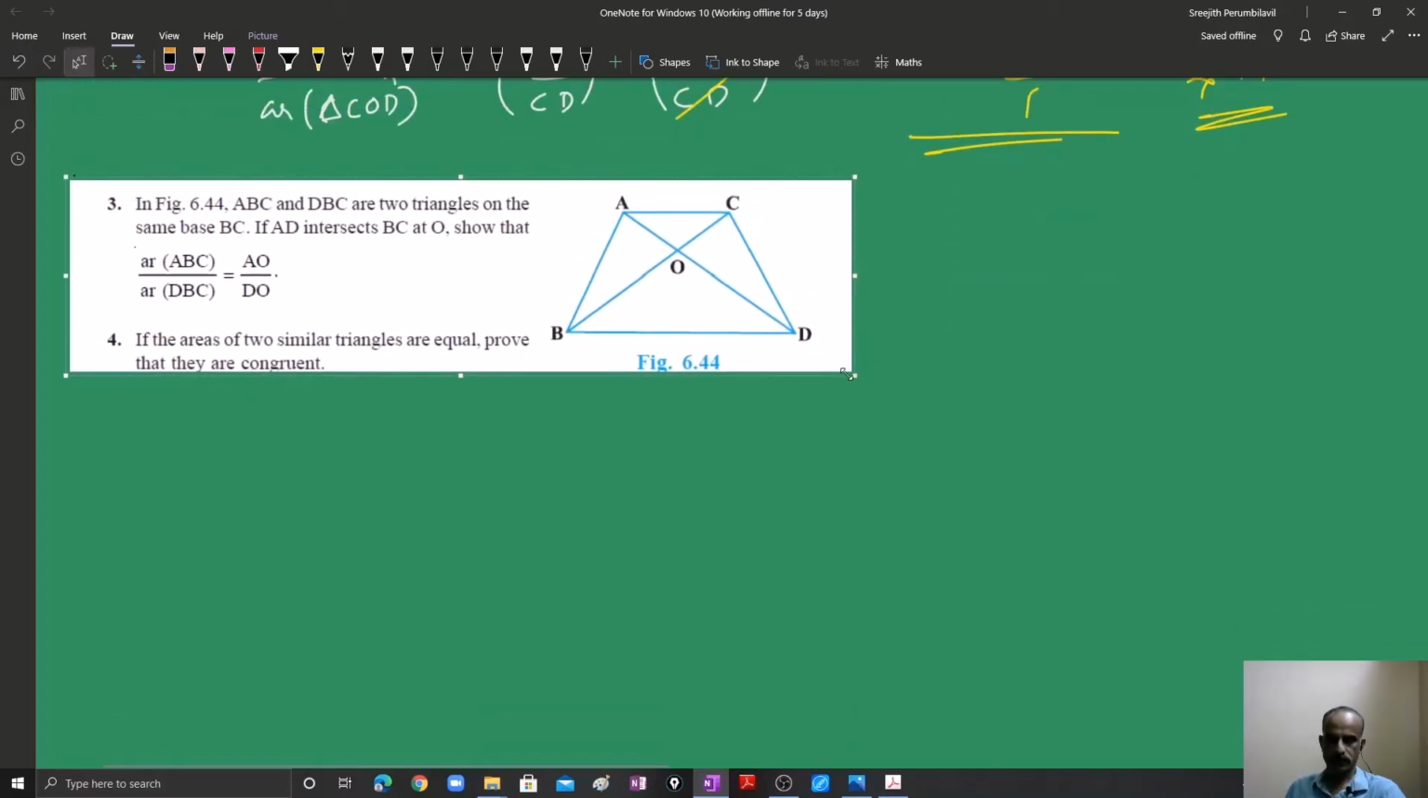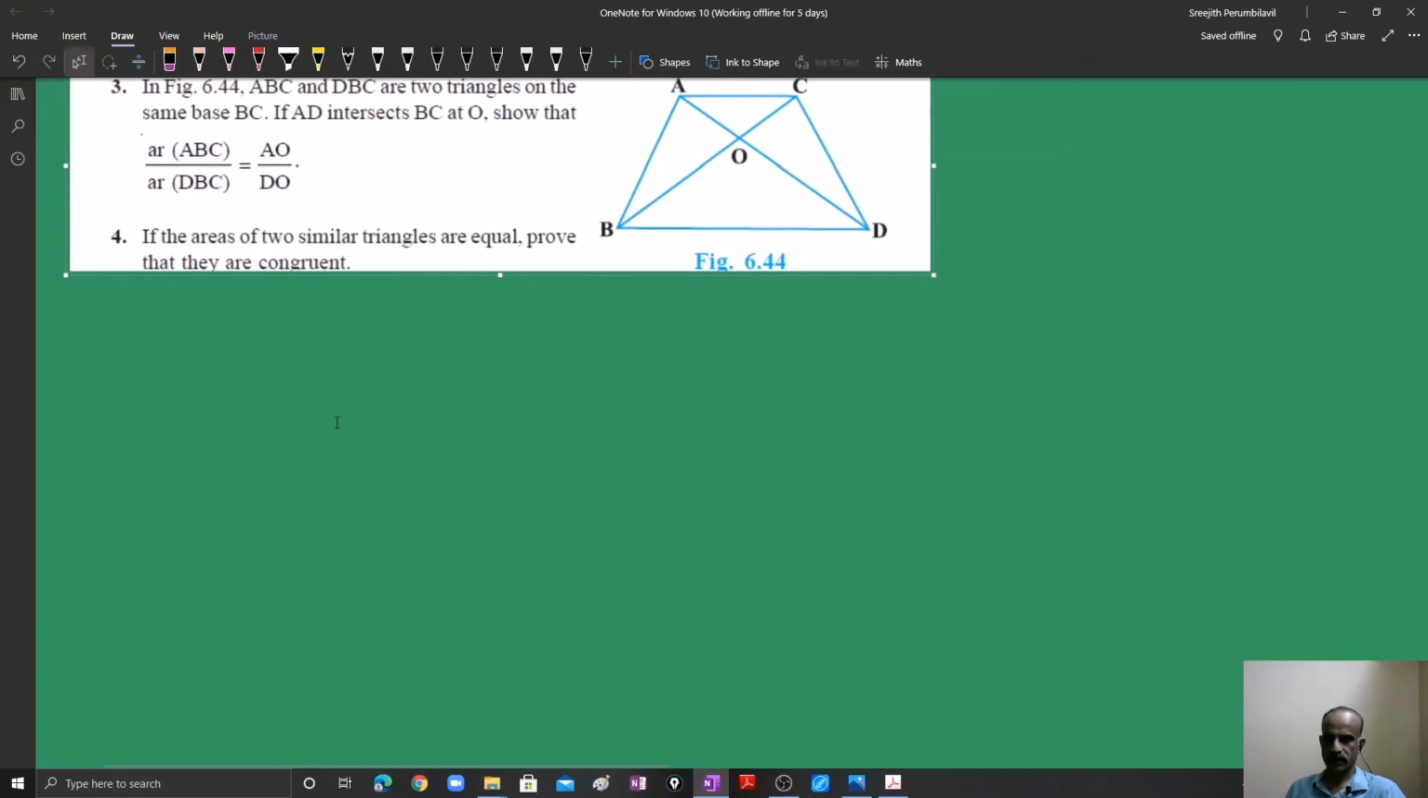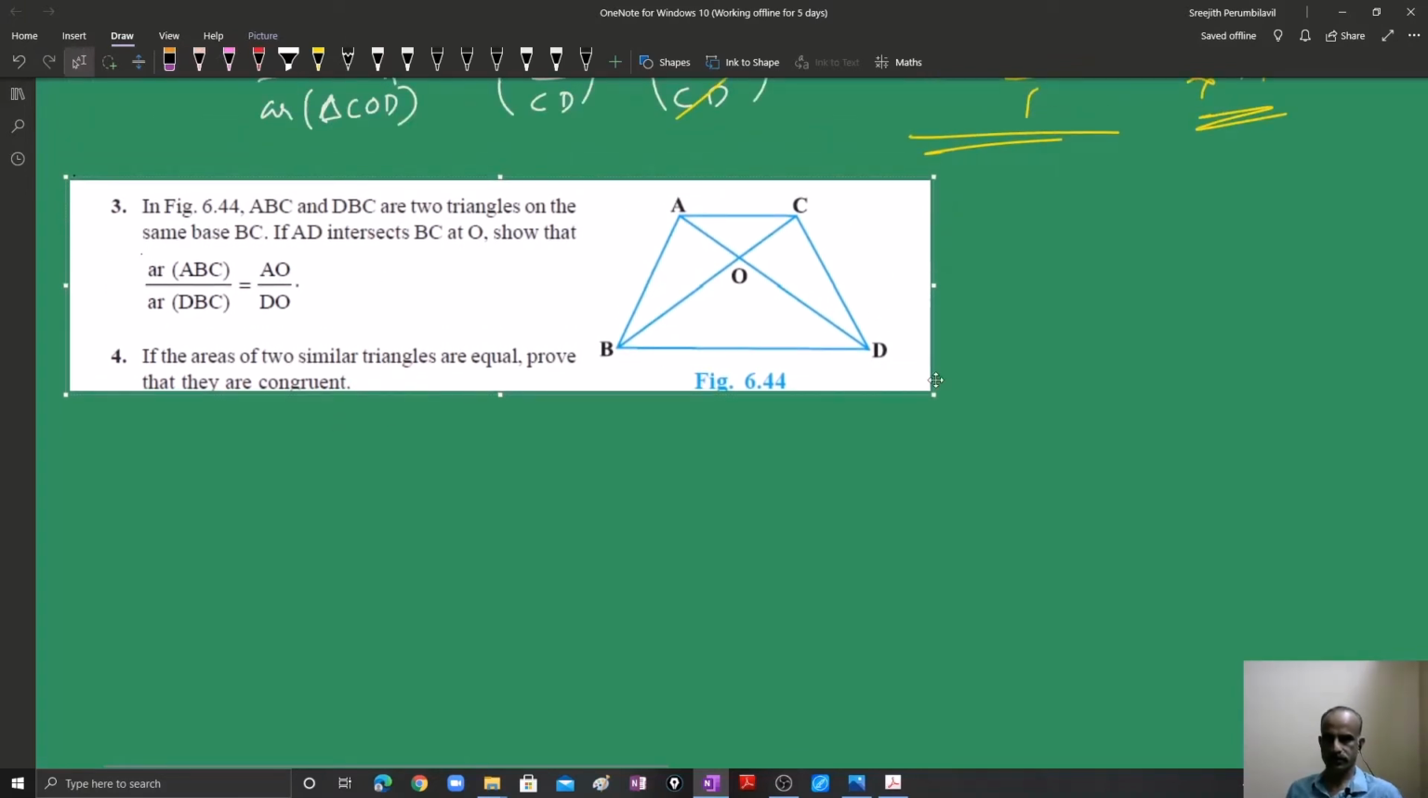In the figure 6.44, ABC and DBC are two triangles on a common base, on the same base BC. Okay, this is the common base.